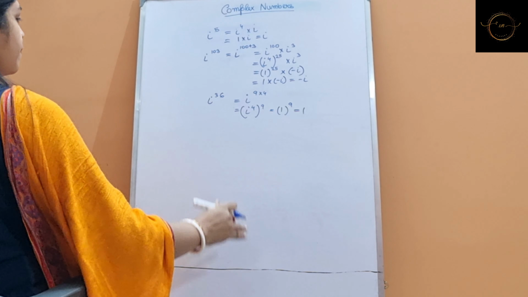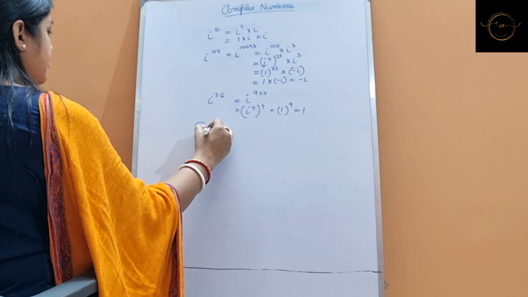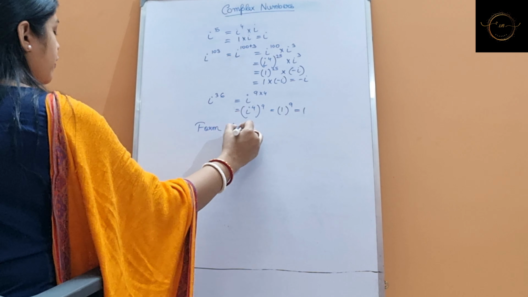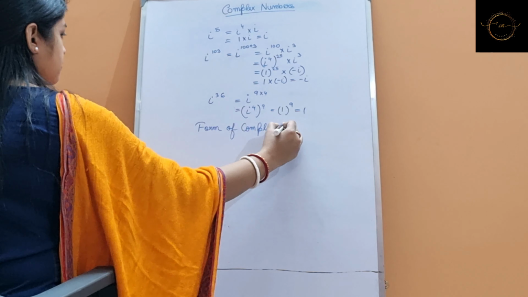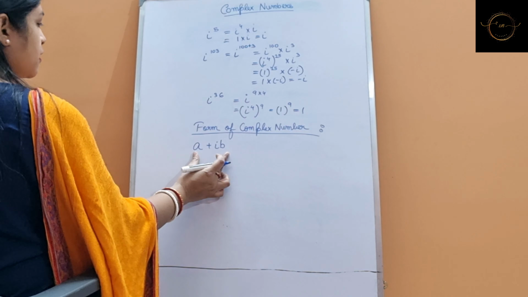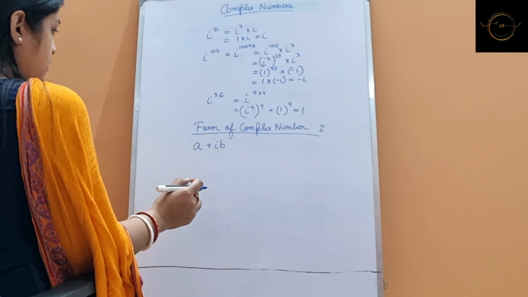Next, we will come to the form of a complex number. What is the form of a complex number? We will talk about the form of a complex number. Any complex number can be written in the form a + ib. This is the formation of a complex number.